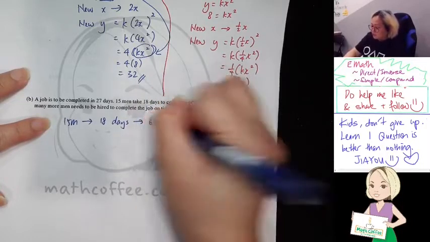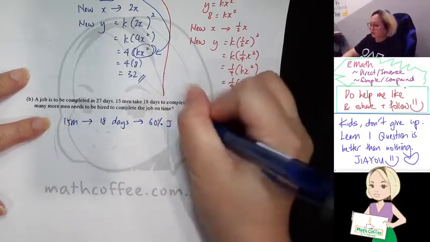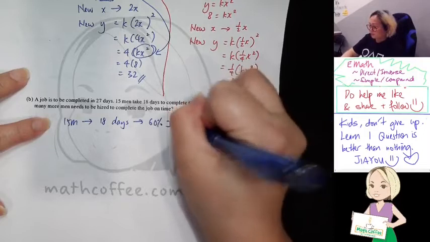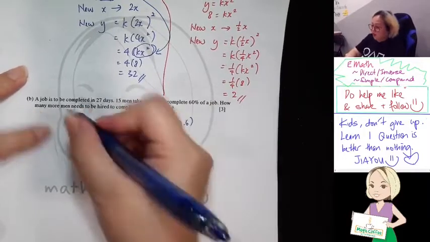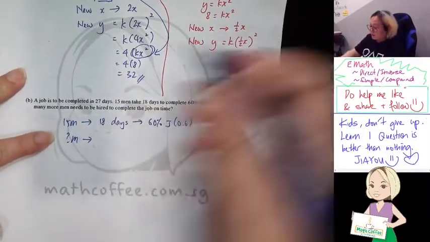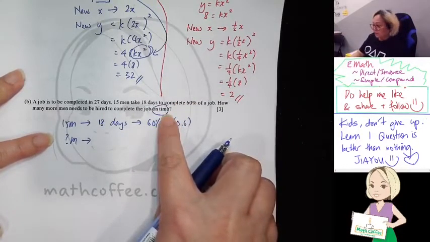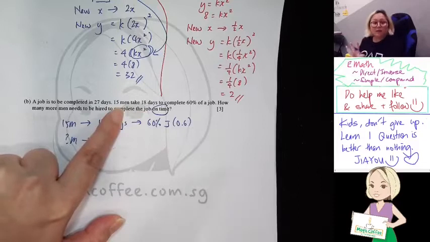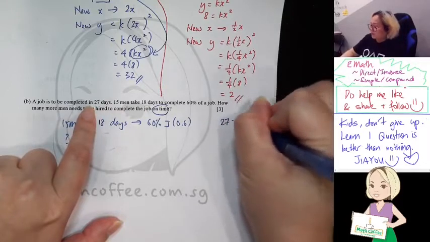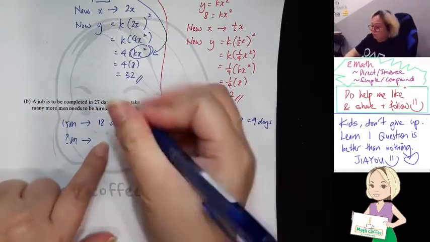60% of the job. So I'm going to change the 60% to a decimal. 60% is 60 over 100, which is 0.6. Then they ask you, how many more men do you need to hire to complete the job on time? What's the meaning of on time? Because it is 27 days, that's your deadline. Your men already took 18 days to do only 60% of the job. It means that you only have 27 minus 18, so only 9 days left to complete the job on time. So the second line should be 9 days.